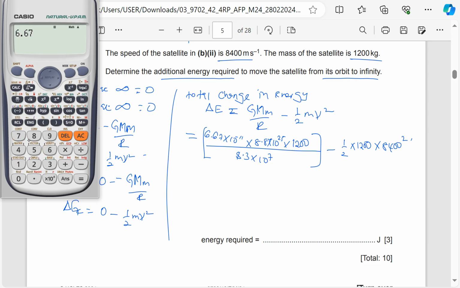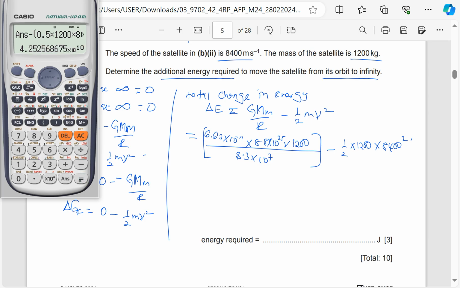6.67 exponent minus 11 times 8.8 exponent 25 times 1200 divide by 8.3 exponent 7. Then I'll just say minus, open brackets, a half is 0.5 times 1200 times 8400, but this is squared.